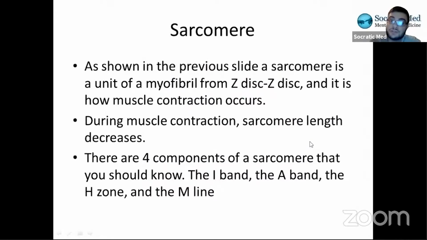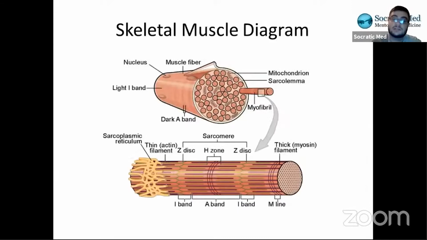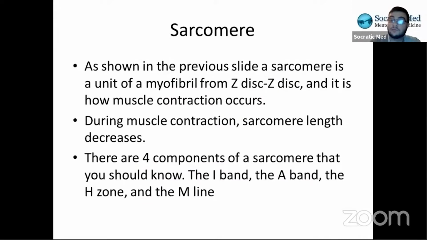So as shown in the previous slide, a sarcomere is a unit of a myofibril from Z disc to Z disc. It's how a muscle contraction occurs. During muscle contraction, sarcomere length decreases. So when muscles contract, the myofibril contracts, and actually specifically the sarcomere itself gets shorter, right? Gets contracted. There are four components of a sarcomere that you should know: the I band, the A band, the H zone, and the M line, as well as the Z line, right?